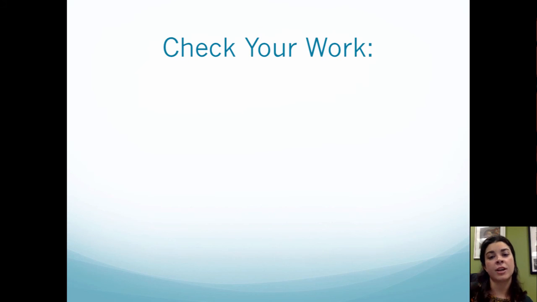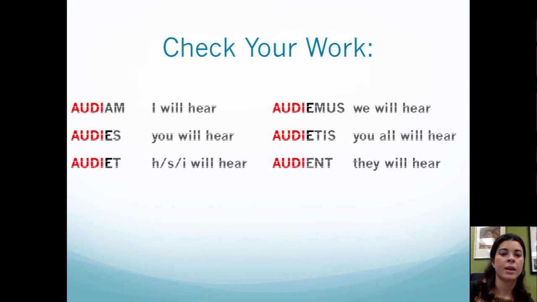Okay, let's check your work. Audiam, audies, audiet, audiemus, audietis, audient is what you should have written. Audiam, I will hear. Audies, you will hear. Audiet, he, she, it will hear. Audiemus, we will hear. Audietis, you all will hear. And audient, they will hear. Note we kept the i from the stem. This isn't like third conjugation where you take off the entire vowel and -re. We're just taking off the -re.